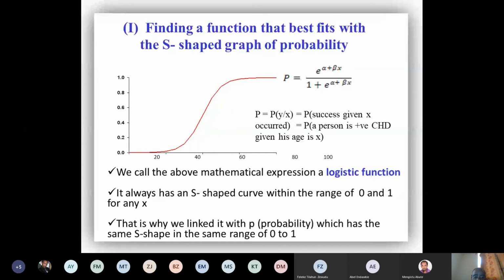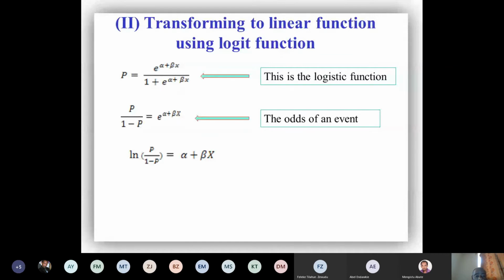So that's why this is called a logistic function, and we link the model with the logistic function. So now, what does P mean? Let us rewrite P in a different way. P, as you can see, we have e to the power of alpha plus beta x over 1 plus e to the power of alpha plus beta x.